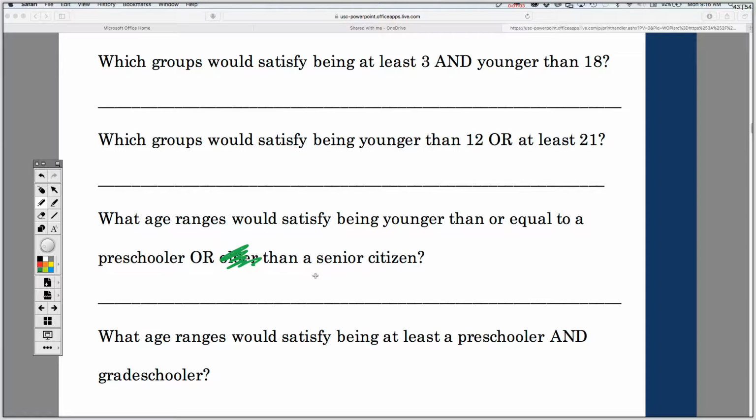So what would you say for a senior citizen? Okay, so a senior citizen would be older than 55. Does it include 55? I can't see it. Yeah, so if it includes it, you got to put that bar. So you'd have 0 less than or equal to x, which is less than 5, or x is greater than or equal to 55.